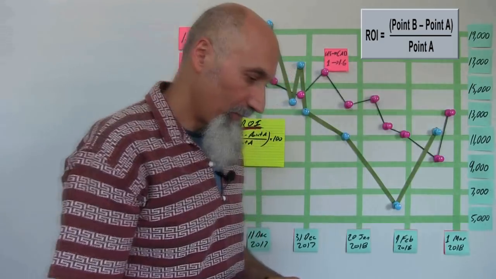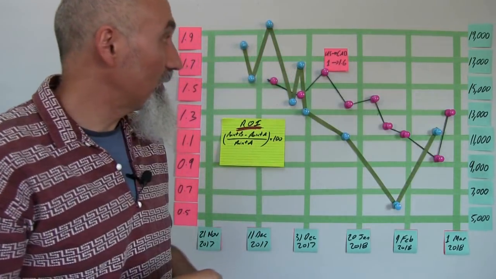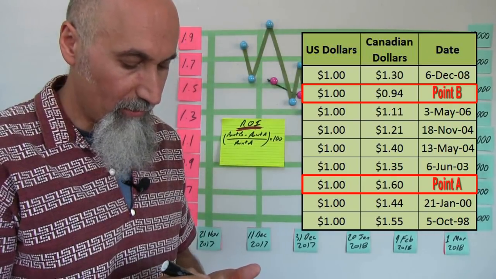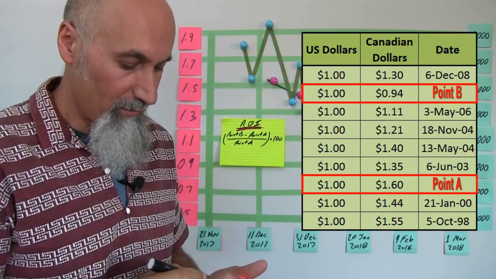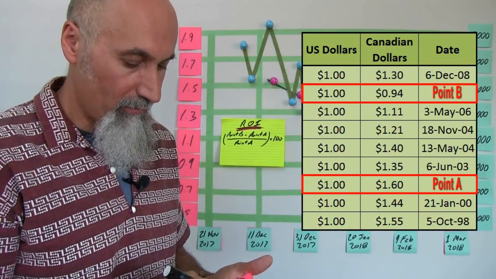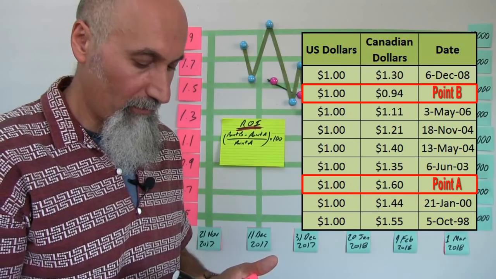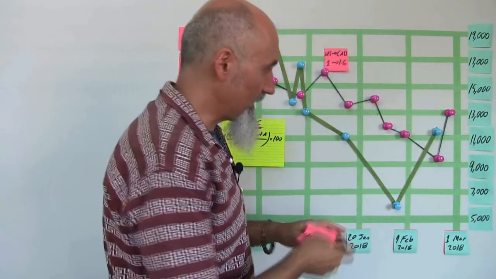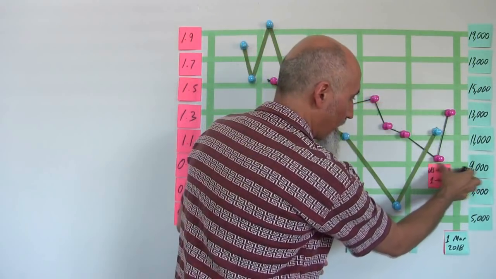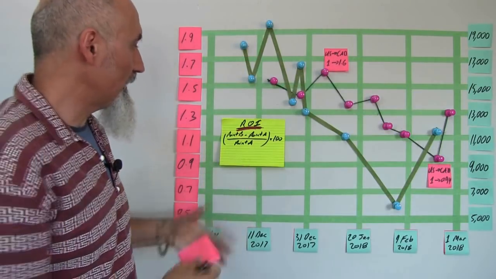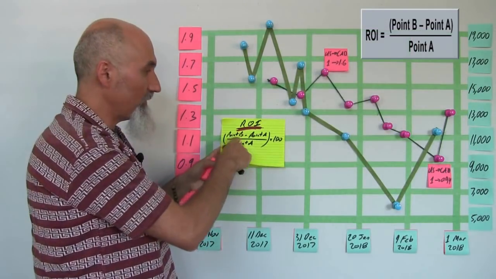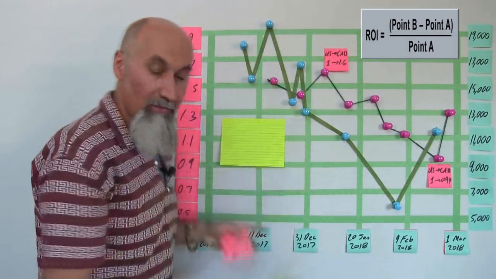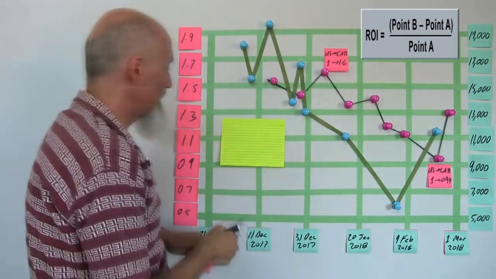This point here, 94 cents. So again, US dollars to CAD, 1 to 0.94. Okay. And that's this point here. So what we can do now is use this formula: point B minus point A divided by point A, times 100. That's your return on investment, right?